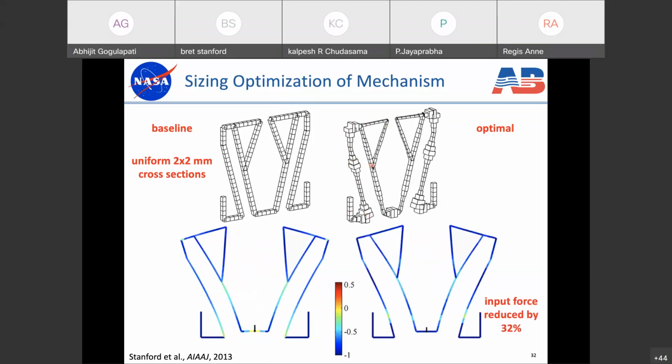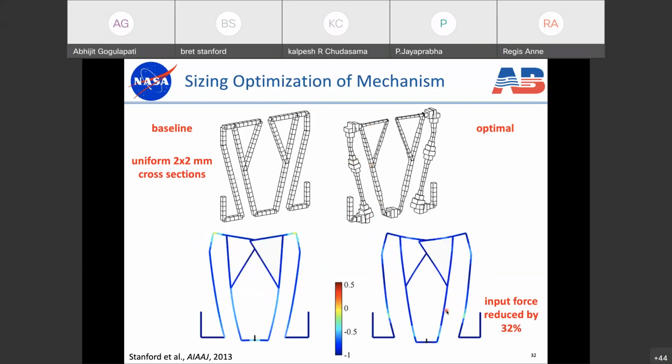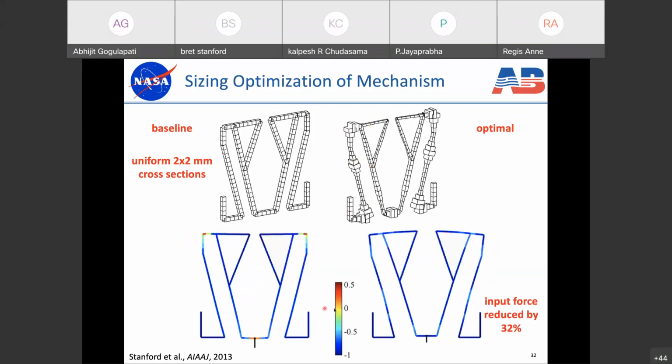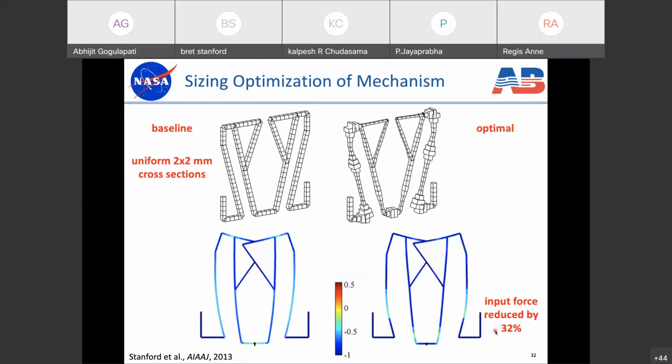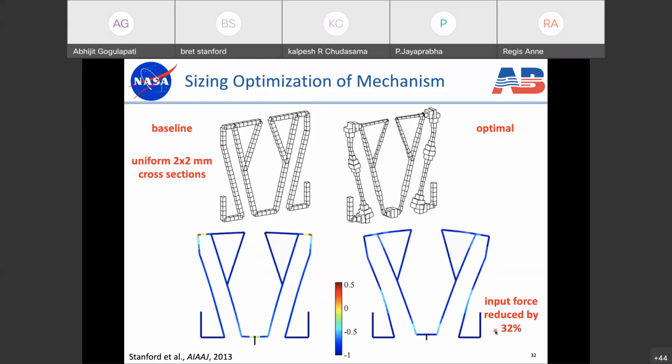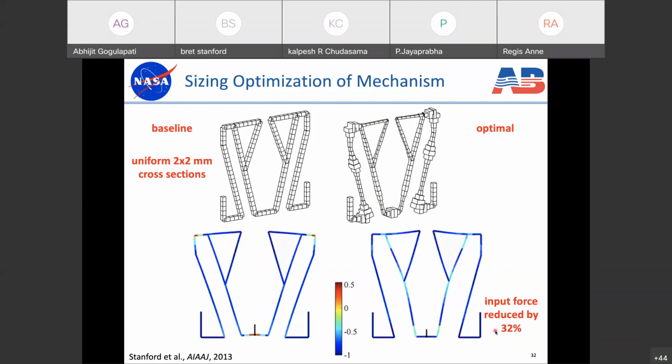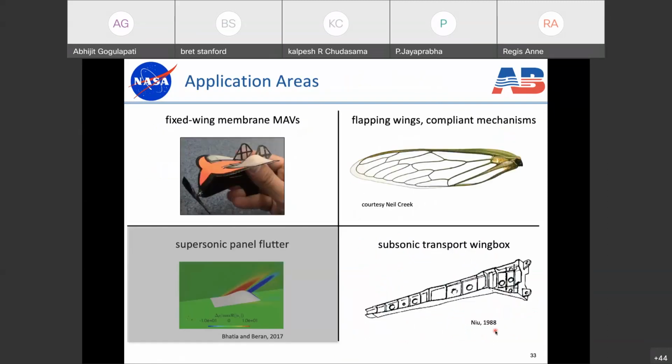And the optimal vibration of that mechanism is now shown here. You see all the colors are now less than 0 as we wanted, and we've been able to decrease the size of the input force as well by about 30%. So this worked quite well, I would say. Okay, so that's all I have for those first 2 application areas.